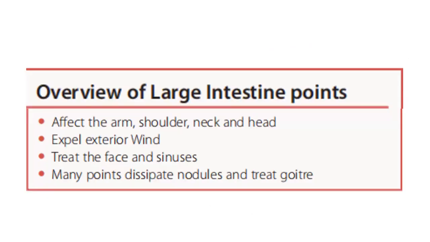Overview of the large intestine points. It affects the arm, shoulder, neck, and head. Expel exterior wind, treat the face and sinuses. Many points dissipate nodules and treat goiter.